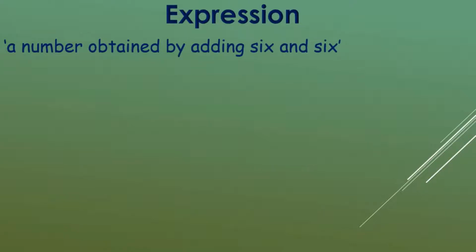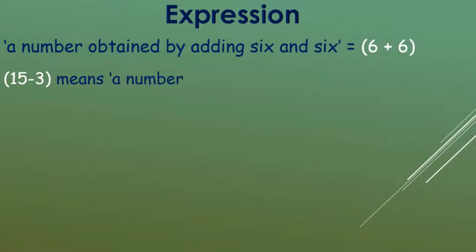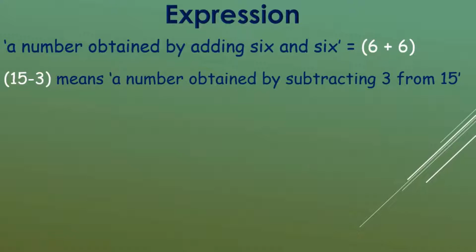Let us know about a very important term involved in algebra, that is expression. When we want to say a number obtained by adding 6 and 6, it is easier to express it by using bracket and writing 6 plus 6 inside the bracket. Also, inside the bracket 15 minus 3 means a number obtained by subtracting 3 from 15.